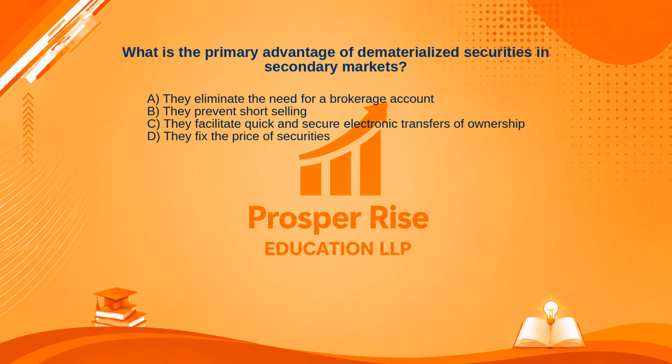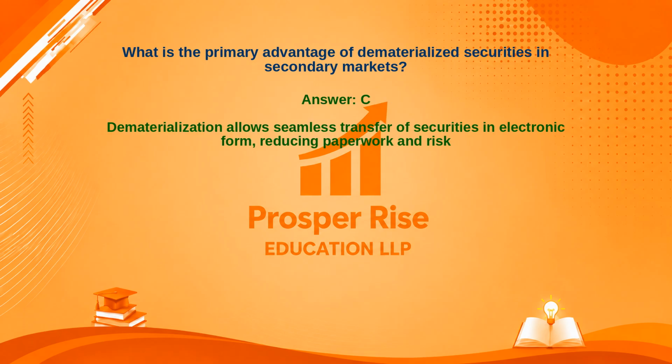Take a moment to pause the video and decide. The correct answer is option C. Let's see why. Dematerialization allows seamless transfer of securities in electronic form, reducing paperwork and risk.